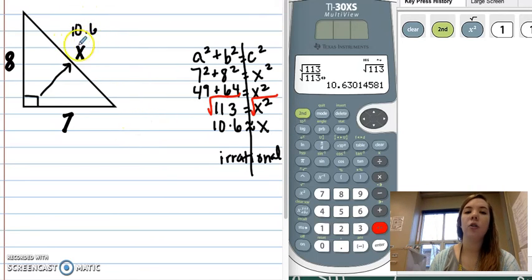And another quick way to check to make sure you're doing these right: what you get for x, what you get for this hypotenuse, should always be bigger than your other two. If it's not bigger, then you made a mistake.